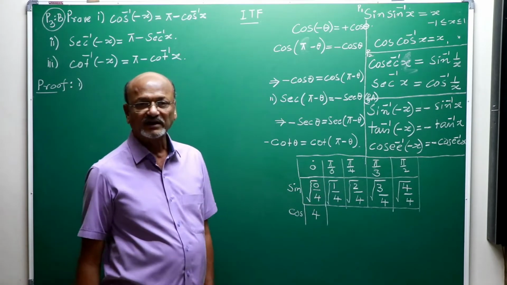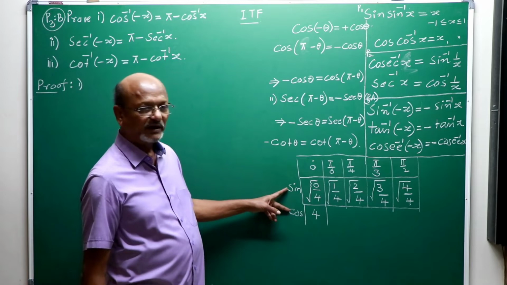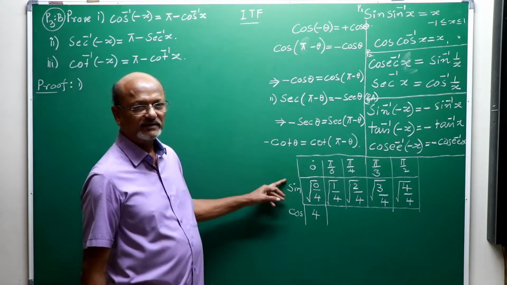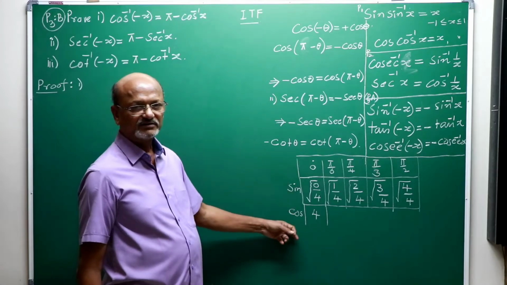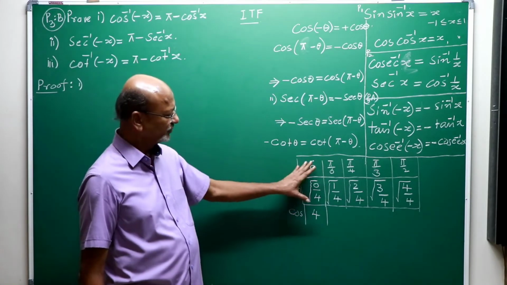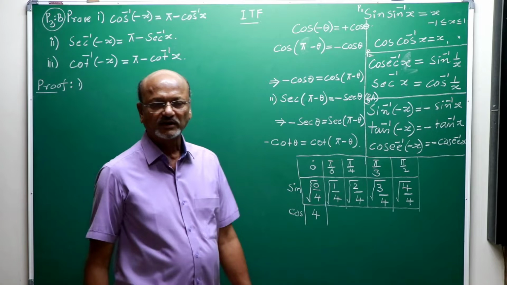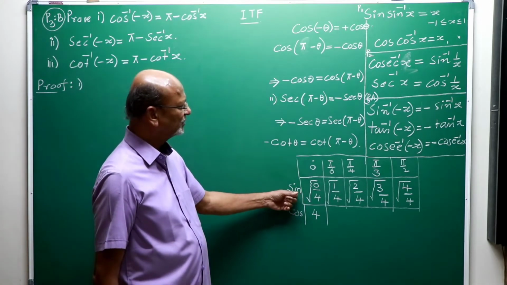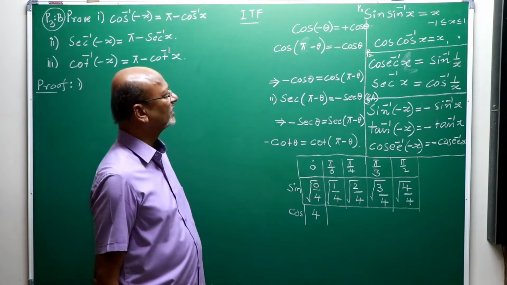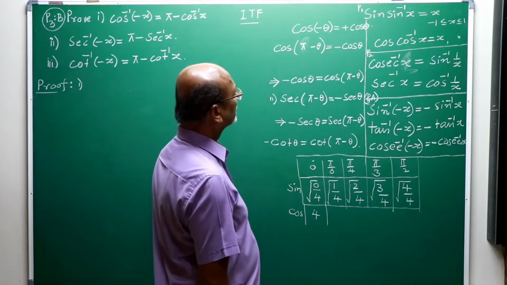The rest: tan is sine by cos, cot is cos by sine, cosec is the reciprocal of sine, and sec is the reciprocal of cos. If you remember these two, the rest you can write. We have done properties.